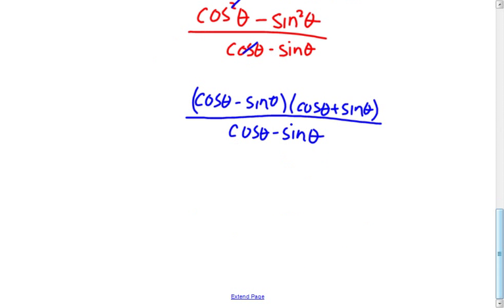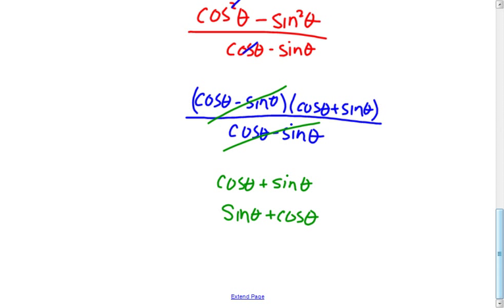So now I'm here. And luckily, these two quantities right here can be canceled. And I have cosine plus sine, which of course can be switched around since it's addition, and make it sine plus cosine. And that is what I need to get. Phew-da. All right, last crime right here.